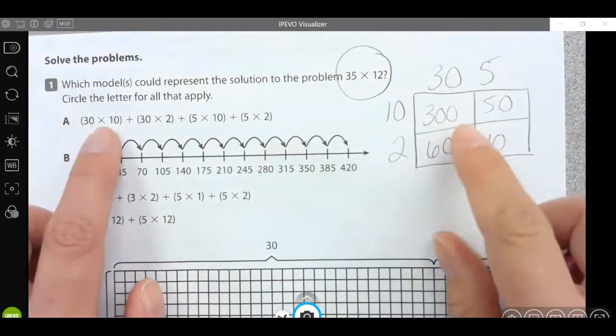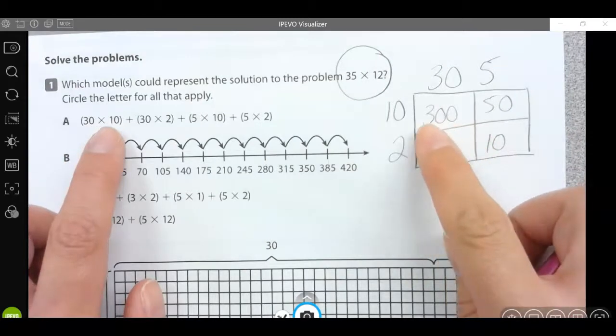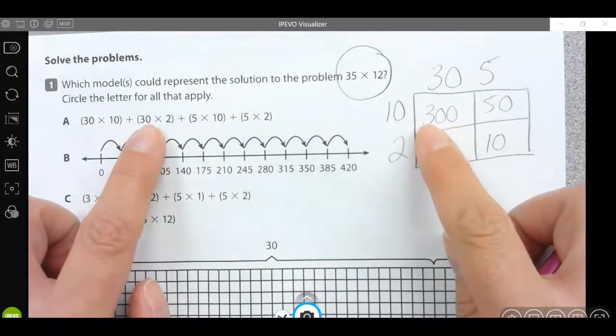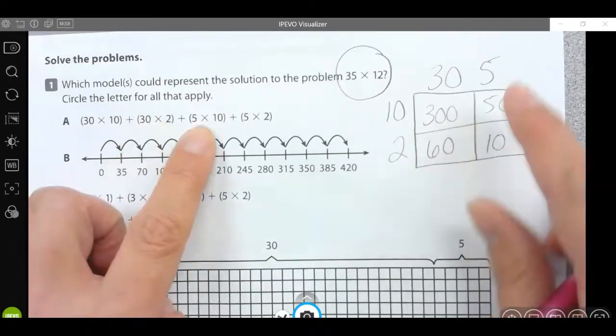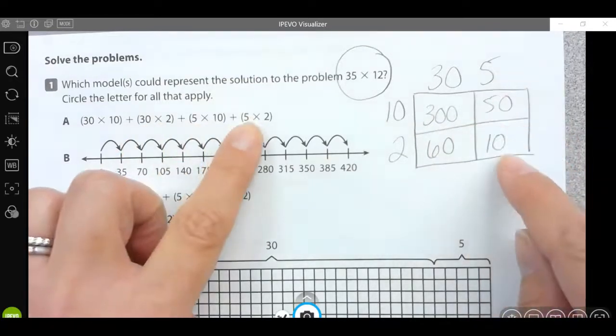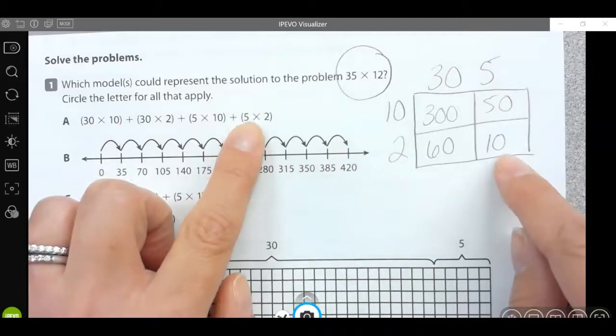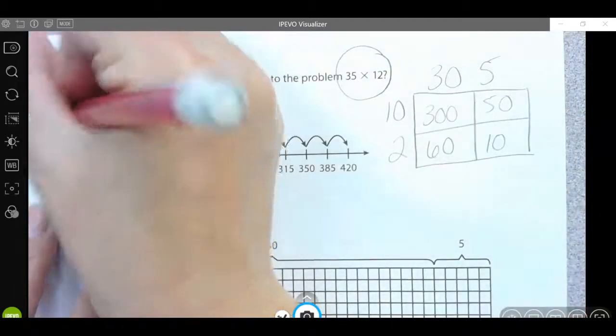So it has 10 times 30. Did we do that? Yes. 30 times 2. Yep. 5 times 10 and 5 times 2. Does A work? Yes.